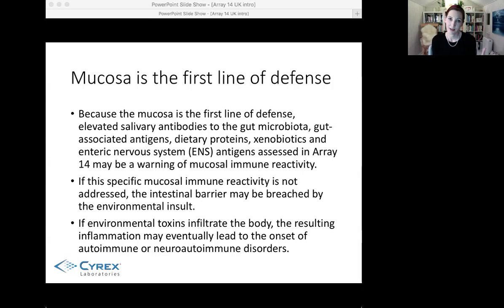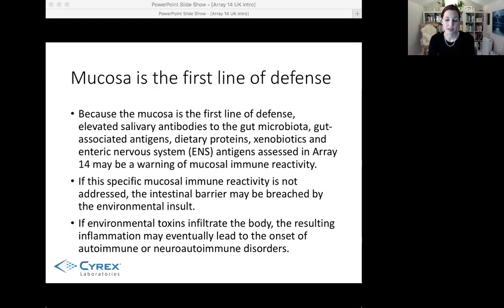So normal Cyrex panels are done with serum, they're a blood draw. So we're looking at the systemic immune system, which means it's already to a certain extent established. It has been established in the mucosal surfaces and then it has crossed over into the systemic immune system. So what we're seeing in saliva is that early warning. It's the first marker to move, and therefore is incredibly valuable for early detection.